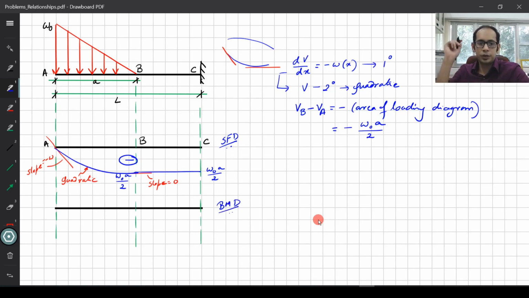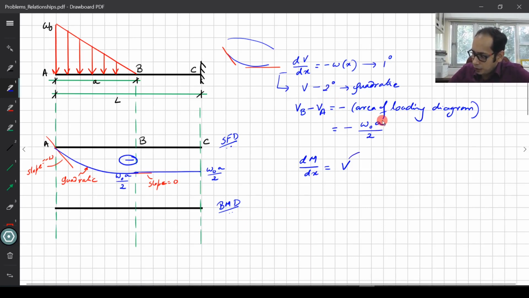Now again, focus on how the bending moment is going to vary. Let's write our fundamental relationship. We have dM/dx equals V, and we also have the other relation: the difference in M is the area of the shear force diagram. So let's see how this is going to vary. Now my V, I know, is going to be quadratic. Since V is quadratic, that tells me that my M will be cubic.